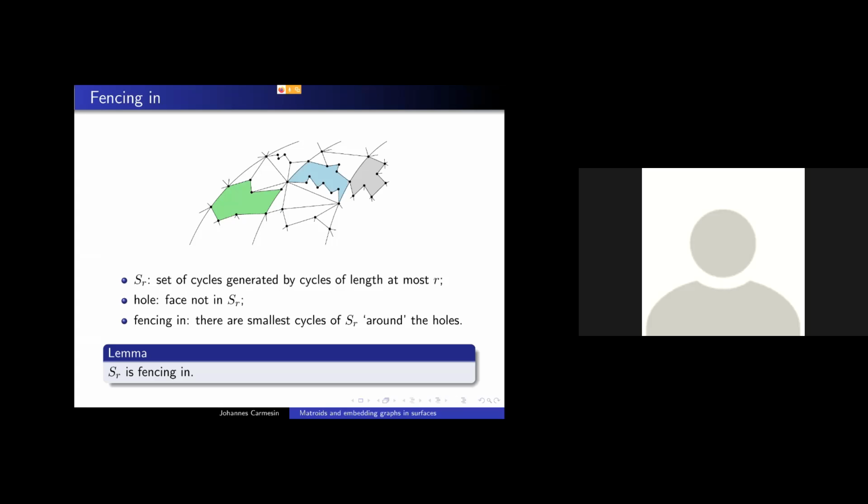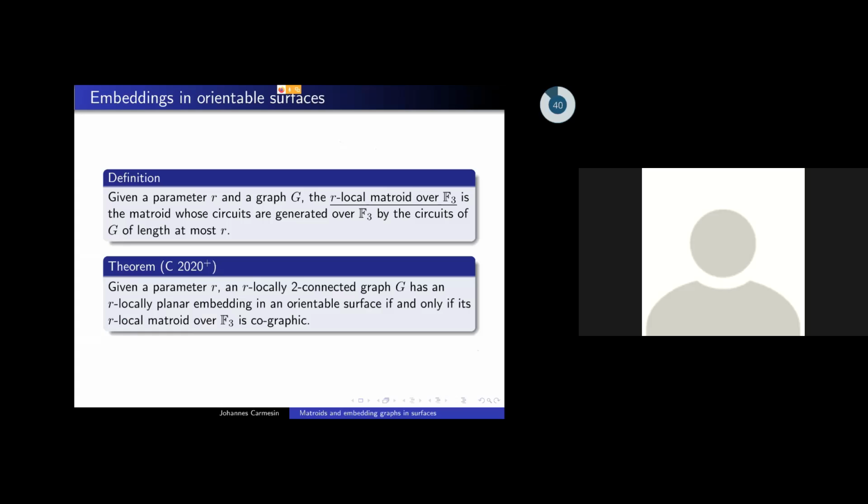Right, so that's the rough overview of the proof. This we already mentioned briefly earlier. So far we worked always over the binary field F2. But you could work over any other field. And what happens then is that you're no longer interested in embeddings in general surfaces, but you just get embeddings in orientable surfaces.